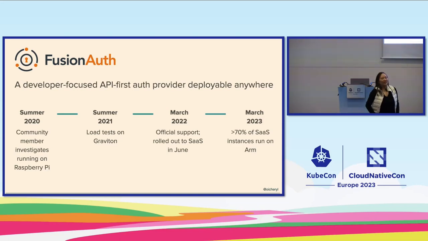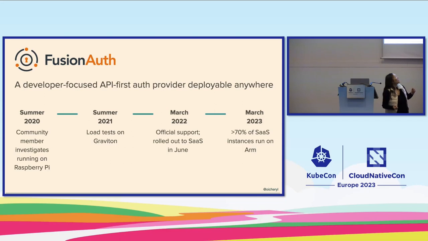They are a developer-focused, API-first authorization provider. So they started in 2020 because someone on their forum was typing saying, hey, I'm playing with Raspberry Pi and I want to try and get FusionAuth running on a Raspberry Pi. And so they started asking for ARM support.